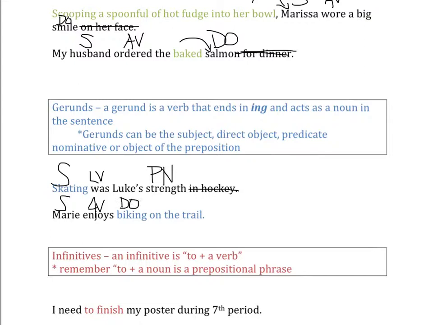Now you already know that direct objects can only be nouns or pronouns. So here we have the word biking. It's an ing verb that's acting as a direct object. Since it's a direct object, it has to be a noun. Biking is a gerund.